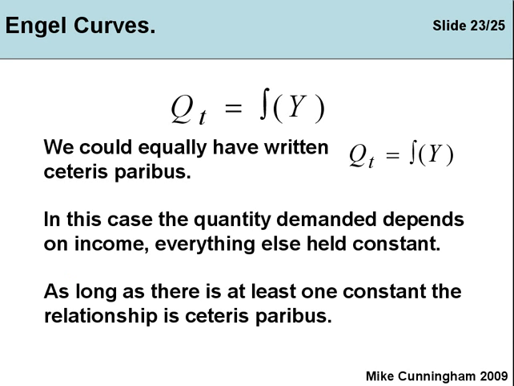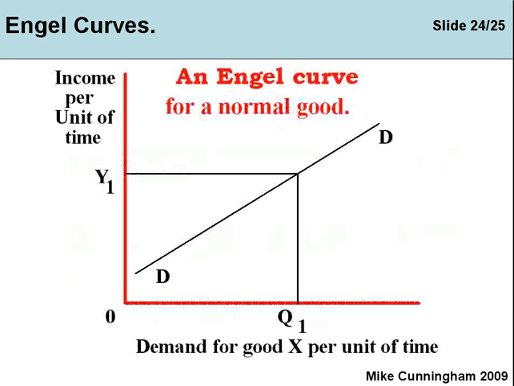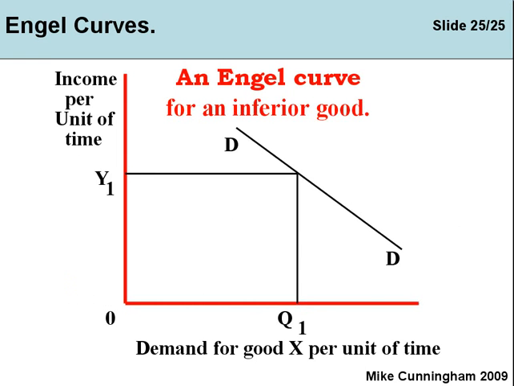Okay, let's go on with the Engel curve after that slight digression. Here's an Engel curve for a normal good. This is like the one I drew earlier in the session. As income increases, the demand for the good increases also. For an inferior good, as income increases, less will be demanded. So that is the relationship between income and the demand for the good.